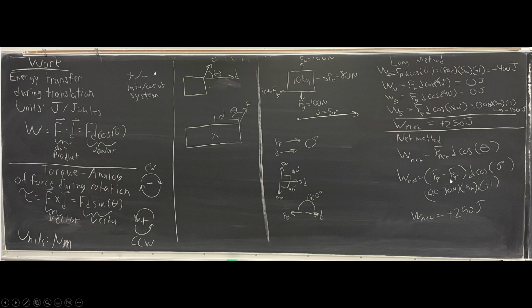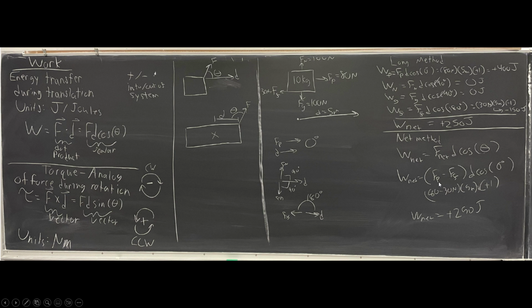Our net force in this case would be F sub P, positive F sub P because that's moving to the right, minus F sub f, the force of friction. We're putting a minus sign here because that's pointing to the left. And then we'll multiply that by our distance d and cosine. And here's the reason why I'm using cosine of 0 degrees: 80 newtons minus 30 newtons would be 50. We have more force pointed to the right, so our net force is going to be pointed to the right. Our displacement is pointed to the right, same direction, and they're parallel. That's going to be an angle of 0.